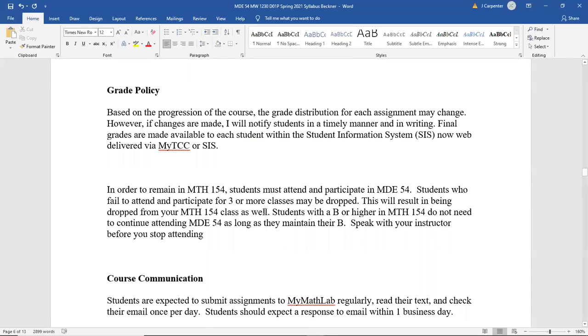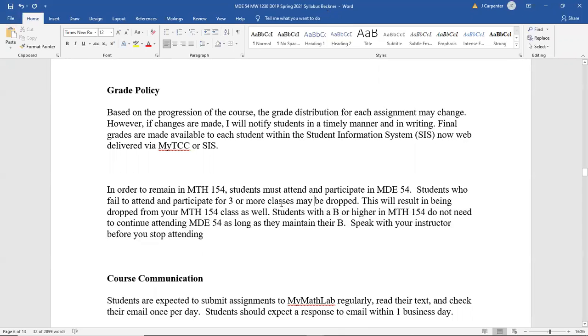Now, there is a comment here that is a blanket comment I did not put in myself. This is just what it says, and I don't like the fact that it's there so specific. It says students with a B or higher in Math 154 do not need to continue attending 54 as long as they maintain their B. This is questionable. I don't care if you think you have a 100 average. If you're in my 154 and my 54, if you're going to stop coming to 54, you need to email me and make sure that it's okay. You have got to be an all-star student for me to allow that. Okay, I need to make sure that's clear.